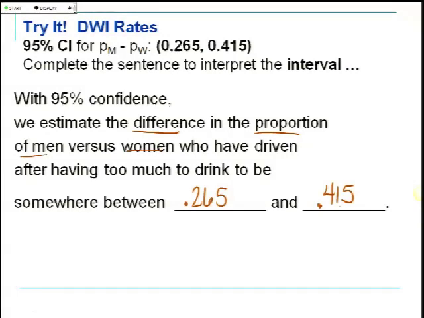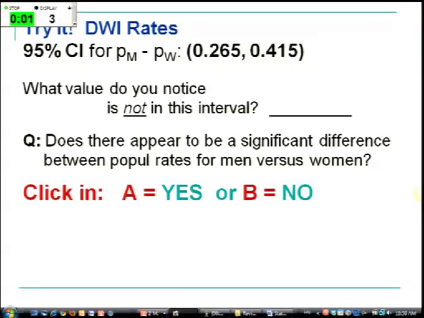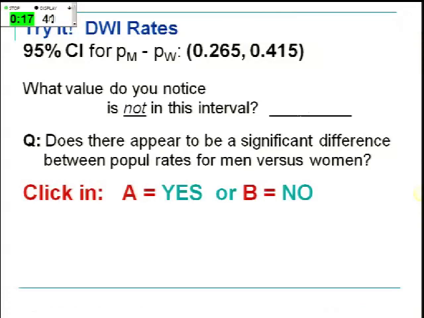Good. In particular, here's a clicker question to answer yes or no. We have our 95% confidence interval. There's a particular value that I would want to notice whether it's in the interval or not. We identified that value earlier as making the most sense to see whether the difference in the rates was that value. What value was that again? Zero. And zero is not in this interval.